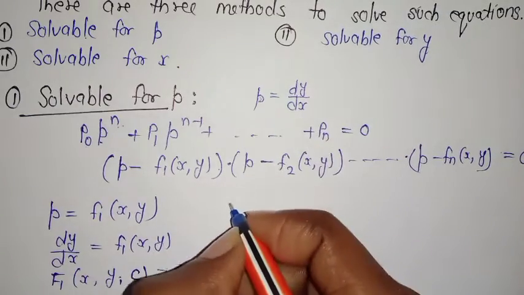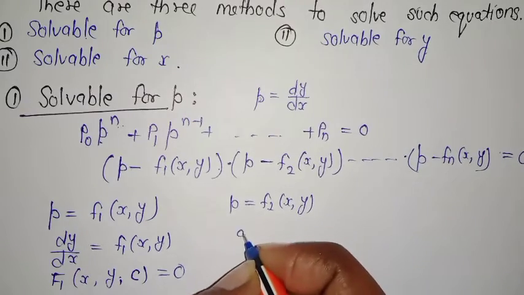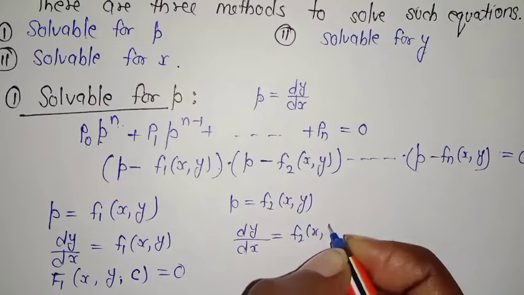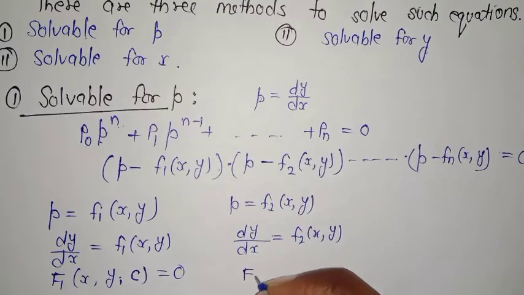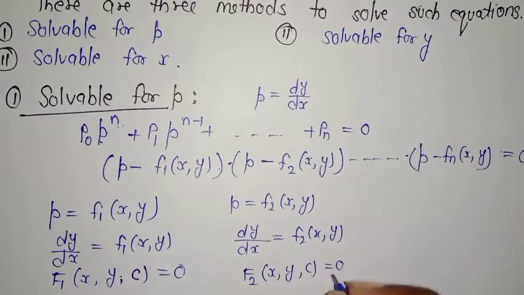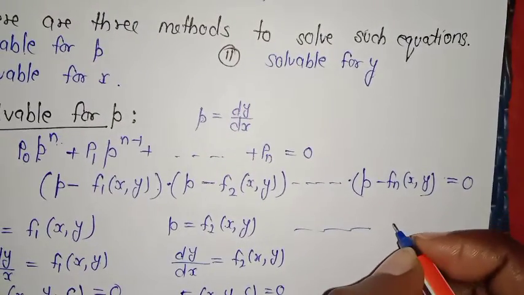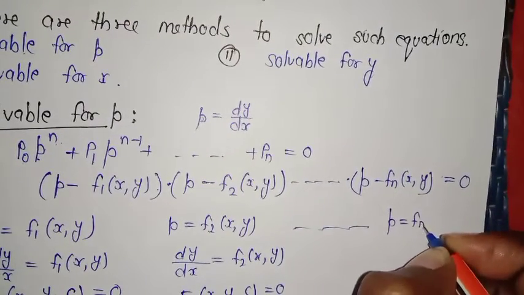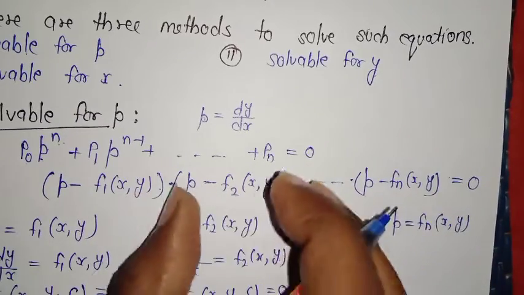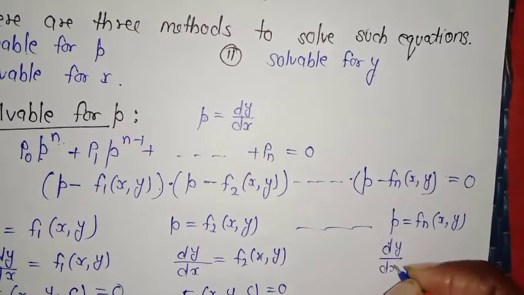Similarly for the second, P is equal to F2 of xy, and we can write it as dy by dx is equal to F2 of xy. After solving by variable separable method, we will again get a solution which is F2 of xy, c is equal to 0. Proceeding this method, we can get n solutions for this differential equation, because this is an nth order nth degree differential equation. So we will get one solution for each term, each factor of this differential equation. So we can write it as dy by dx is equal to Fn of xy.